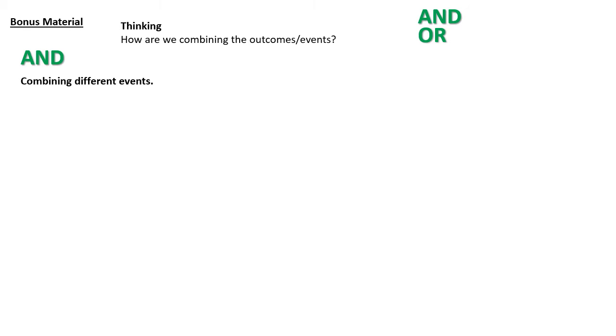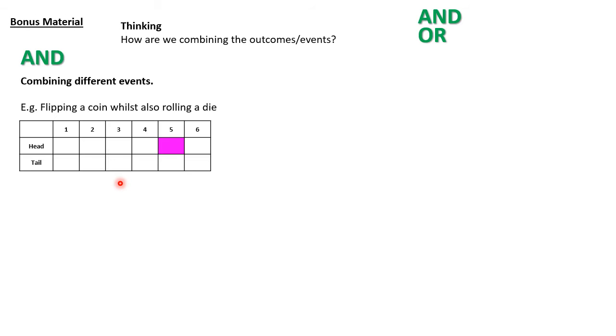If we are combining different events, in this case I am going to flip a coin and roll a dice at the same time. The outcome I'm interested in is getting heads on the coin and a 5 on the dice. The rule is, if I want heads and 5, I do the probability of a head times the probability of getting a 5, and I just multiply them. The probability of getting a head is a half, the probability of getting a 5 is a sixth. If I multiply them, I get 1/12.